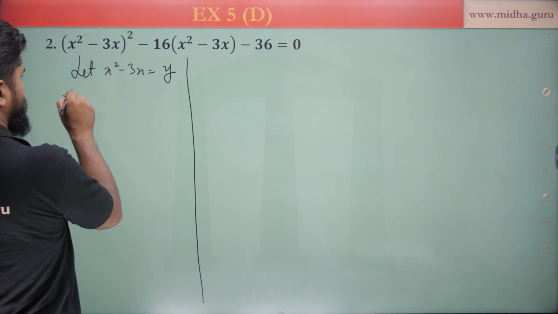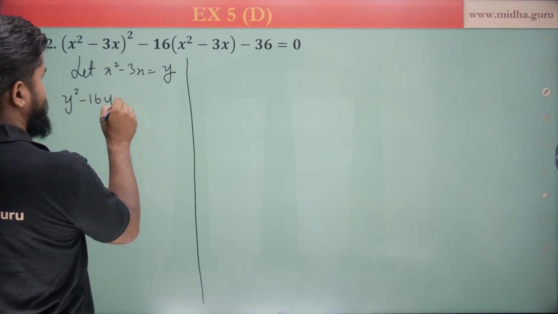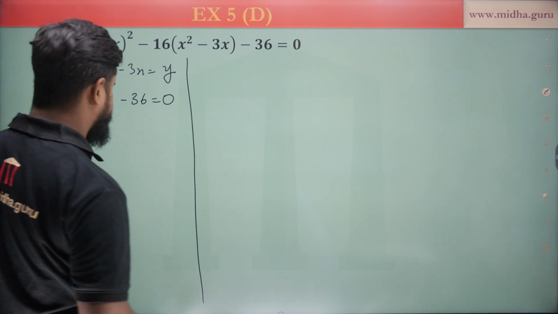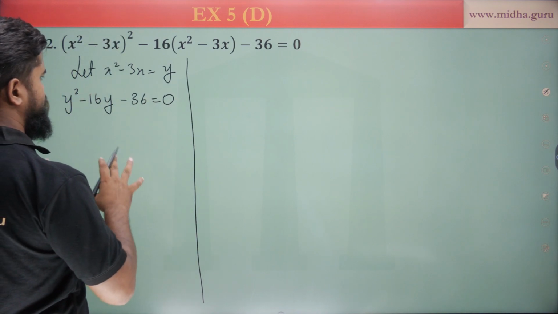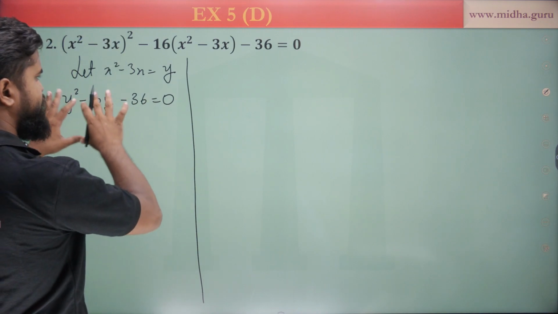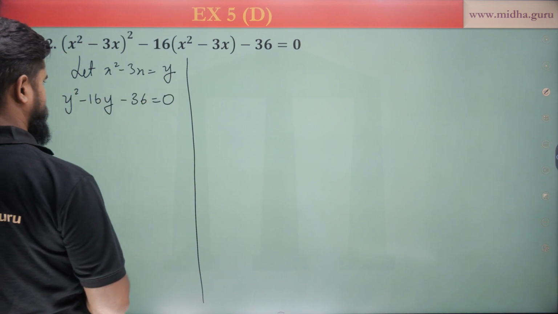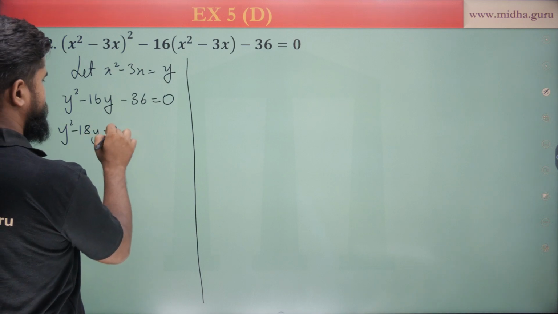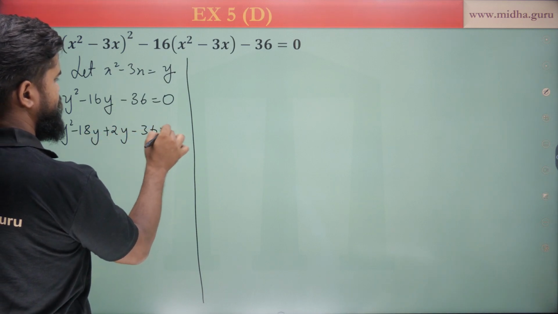So we get y squared minus 16y minus 36 is equal to 0. What we are going to do here is solve this equation to get the values of y. We can solve this by factorization as well. We'll say y squared minus 18y plus 2y minus 36 is equal to 0.